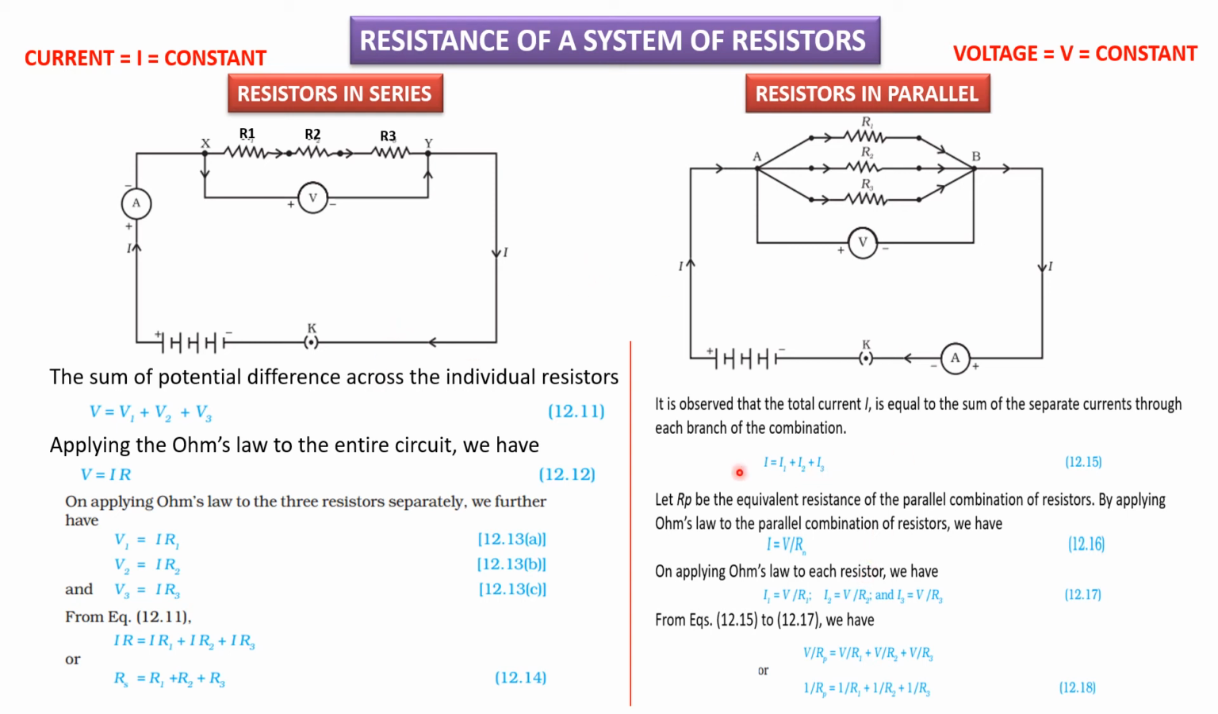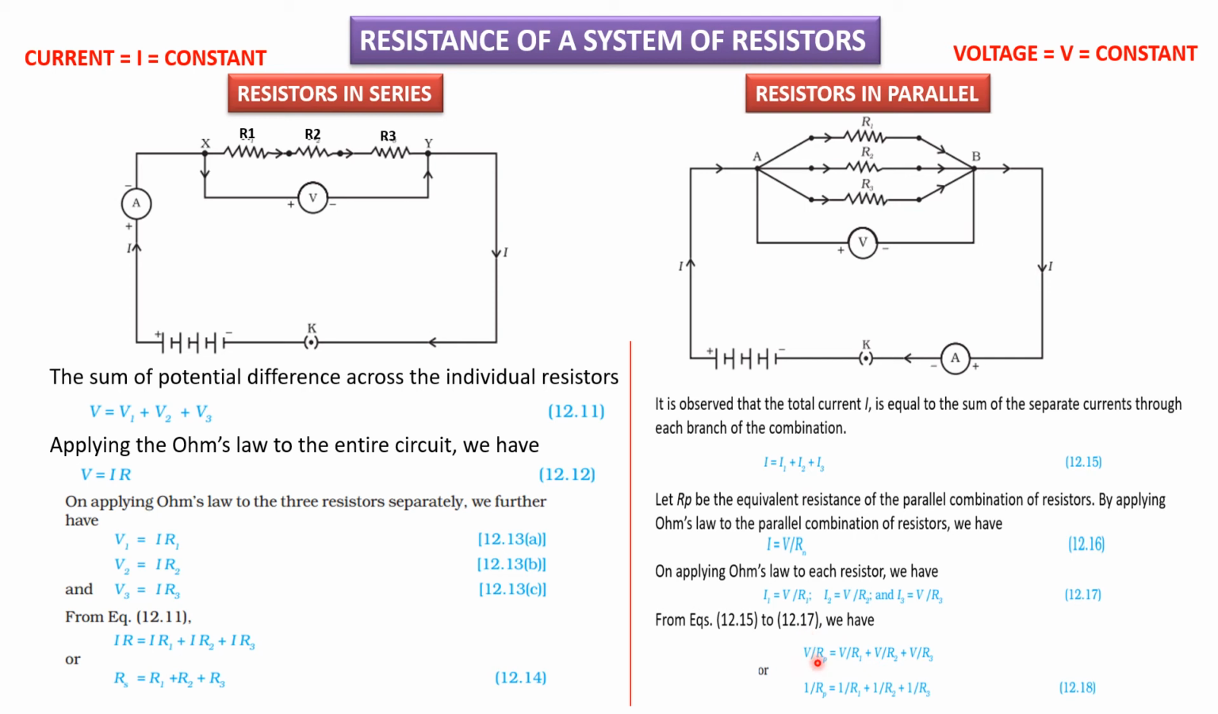Here we know current will not be constant, voltage is constant, so I is equal to I1 plus I2 plus I3. Why? Because it is getting divided into I1, I2, I3. Then we know Ohm's law, V is equal to I into R, but here we are evaluating I, so I is equal to V divided by R. Same thing you can take here. So I1 is equal to V by R1, I2 is equal to V by R2, I3 is equal to V by R3. So we can substitute in the formula I is equal to I1 plus I2 plus I3.